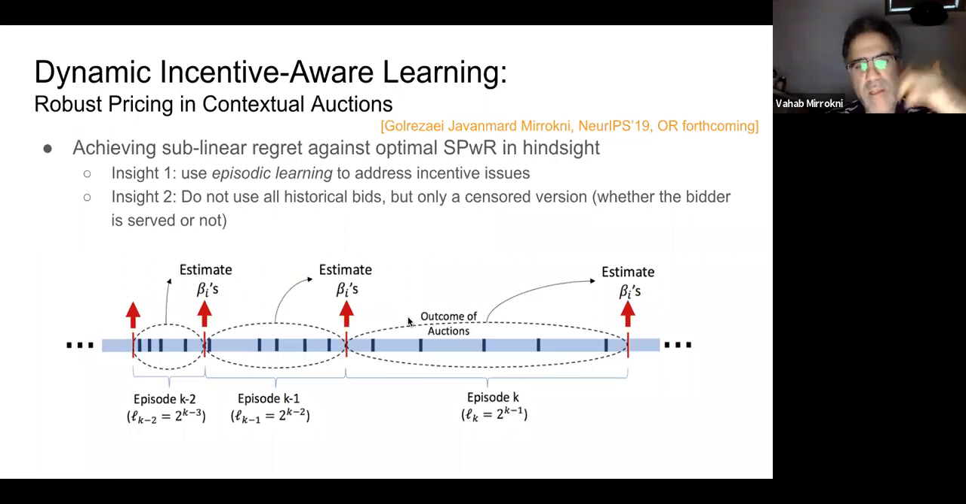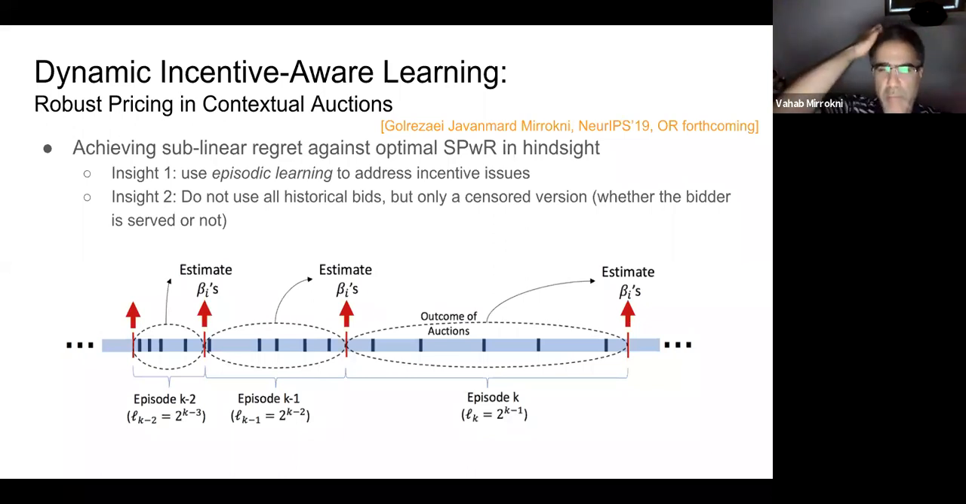So in a scenario like this, the question is how to come up with reserves in a repeated auction environment. And what we achieve is a scheme that has sublinear regret against the best second price auction with reserve in hindsight, knowing the whole scenario, what's the best reserve I could have put.